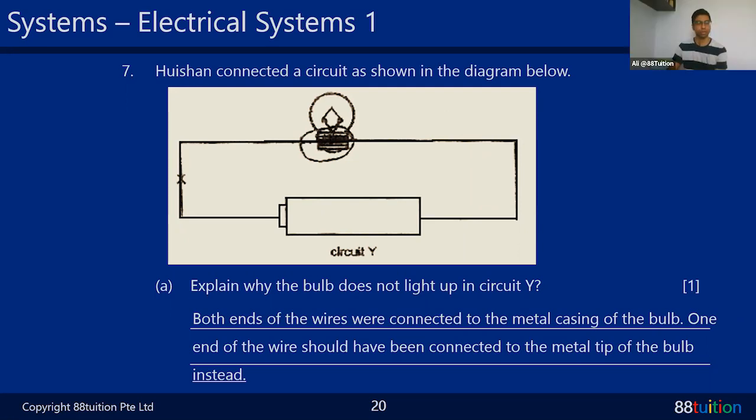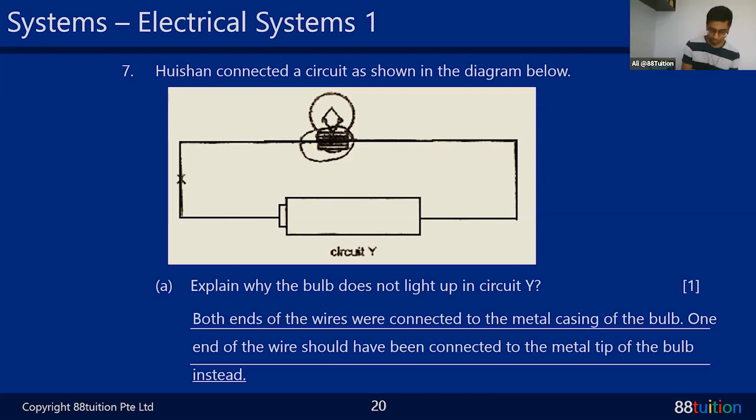Okay, no problem. Now we are on this question 7. Are you able to read? Just read for me the answer. Both ends of the wire were connected to the metal casing of the bulb. One end of the wire should have been connected to the metal tip of the bulb instead. Yes. Okay. All of you understood that, right?